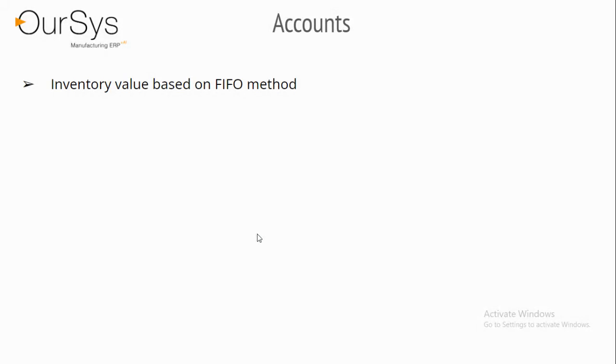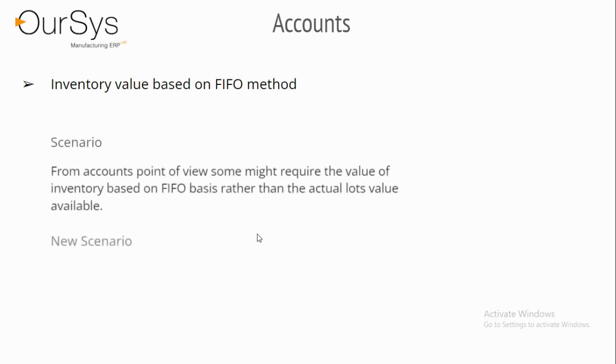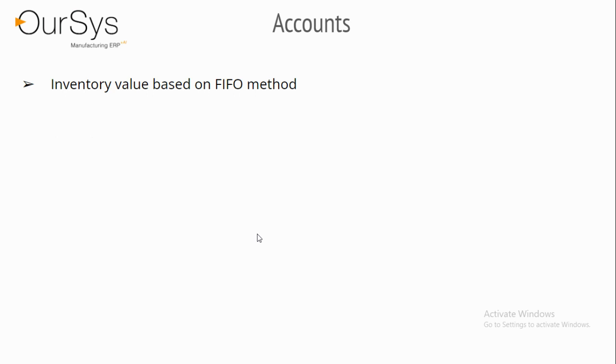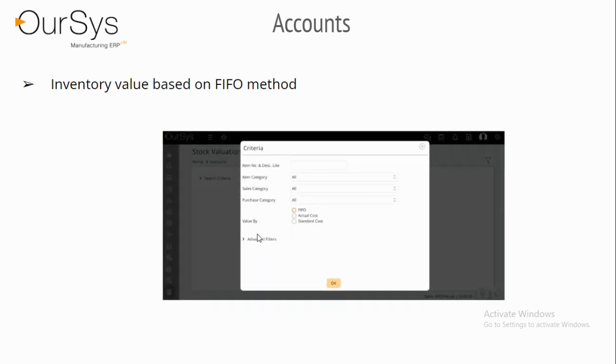Next, we have introduced a report in the inventory value based on the FIFO method. Initially, we had actual cost and standard cost as the basis. Now we also have the FIFO method. So we have provided a new report where a user can find FIFO based valuation. Basically, accounts work on the basis of FIFO reporting, so that is why we have introduced a stock valuation report with value by the FIFO method.